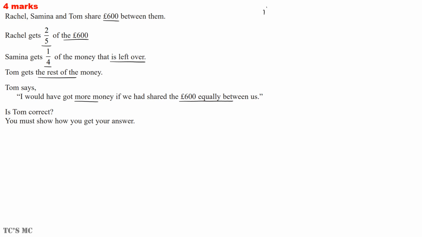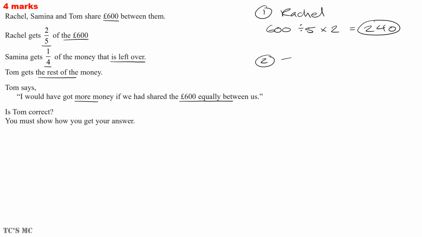For step 1, I am going to work out how much Rachel would get. To work out 2/5, we need to do 600 divided by 5 for 1/5, and then multiply that by 2. We end up with 240. That is our first mark.